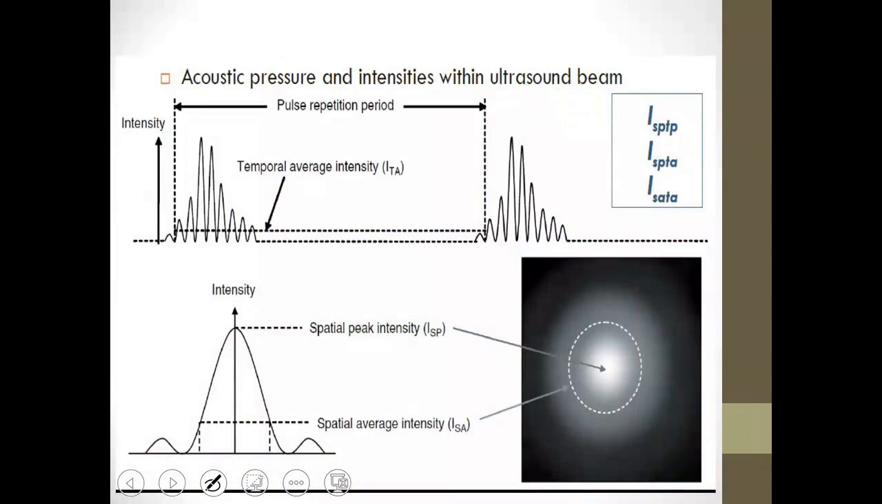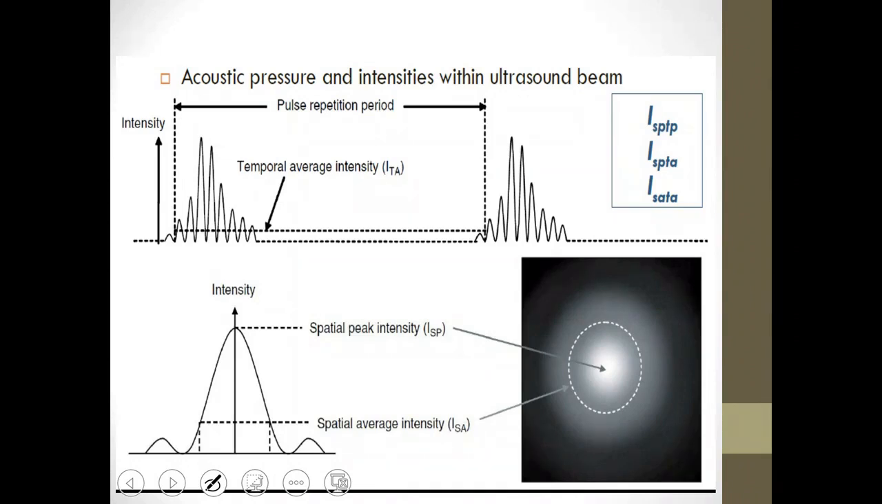What do you mean by this definition? It's just a definition, like you already know what pulse repetition period means, and what temporal average intensity is, which is considered the average between the existing pulses, not just one pulse. There is also the average for a single pulse.